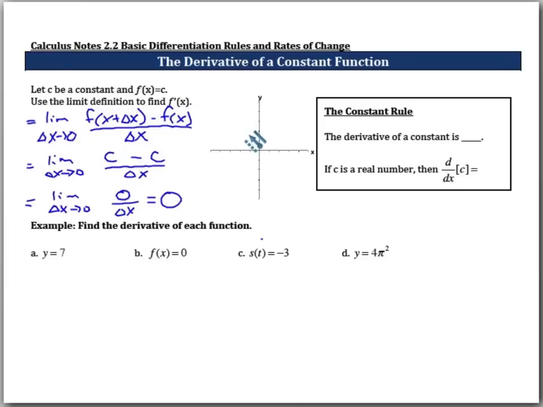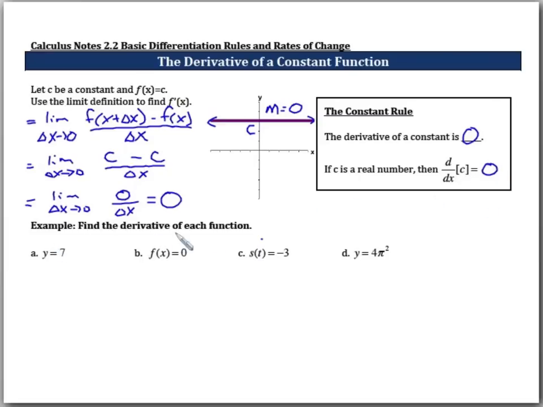Now another way we can think about it, what does the graph of a constant function look like? Well, it's a horizontal line. And we know that the derivative is the same thing as slope. So what's the slope of our horizontal line? Well, it's 0. So the derivative of any constant function, c, is going to be 0. And that is our constant rule. And here you can see it more formally. If c is a real number, then the derivative with respect to x of c is 0.